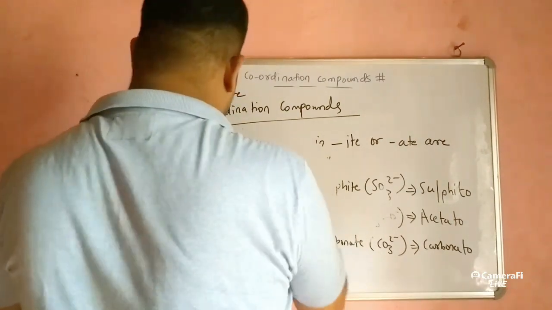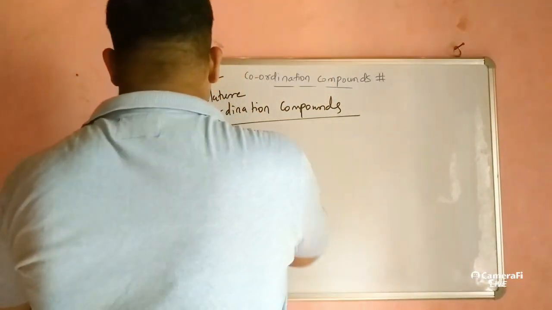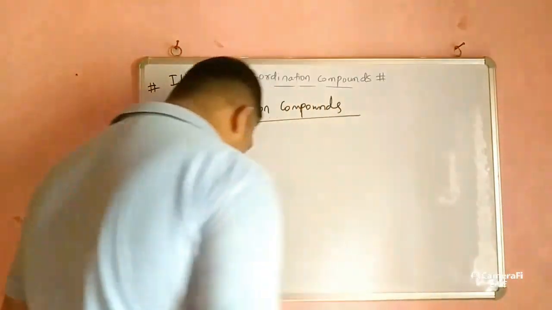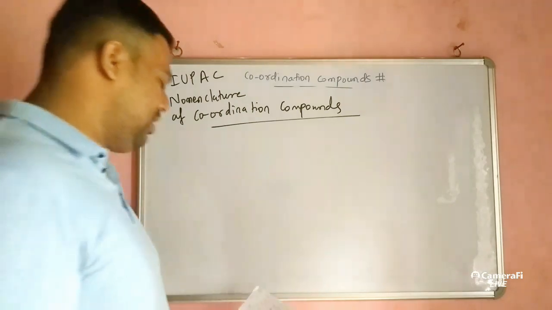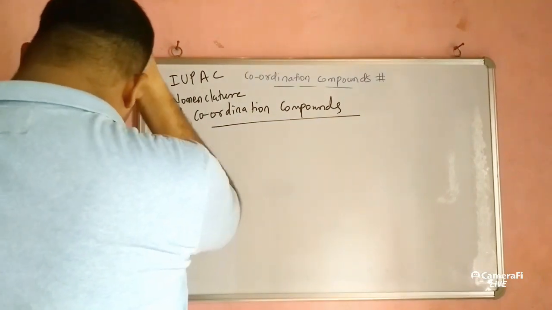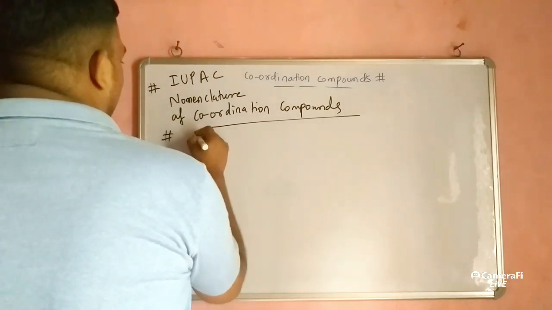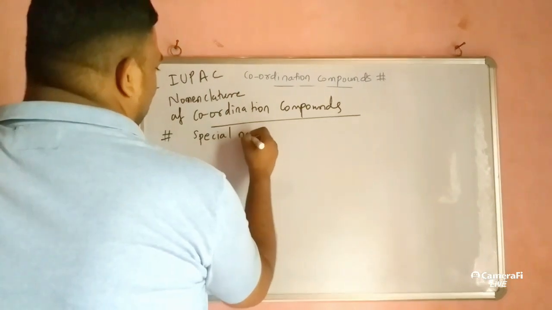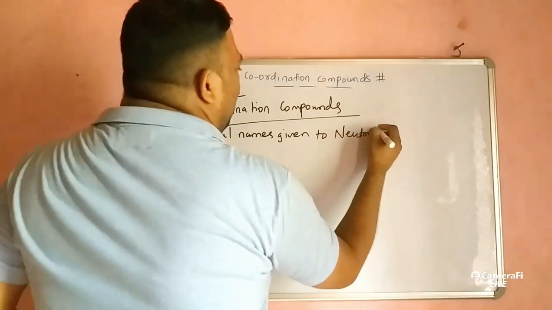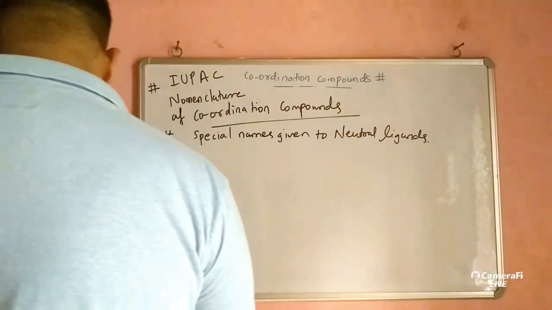Chemical formulas. Now, some special conditions we will discuss regarding neutral ligands. Neutral ligands are named by their usual names, but some special names are given to some neutral ligands. So we will discuss which those are.